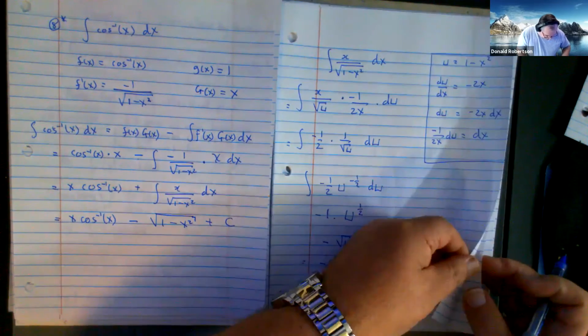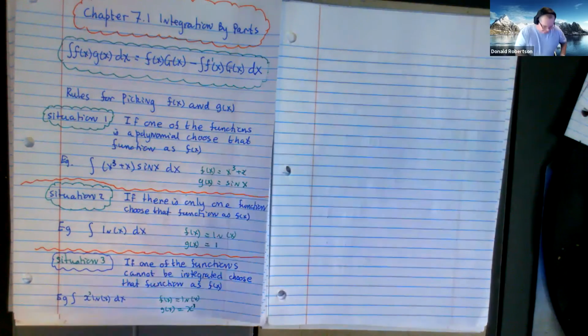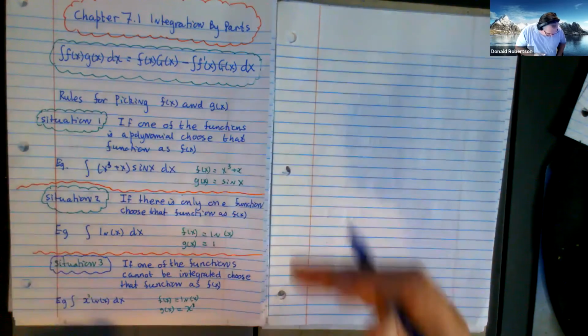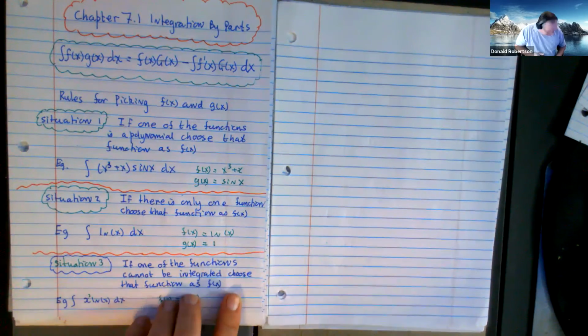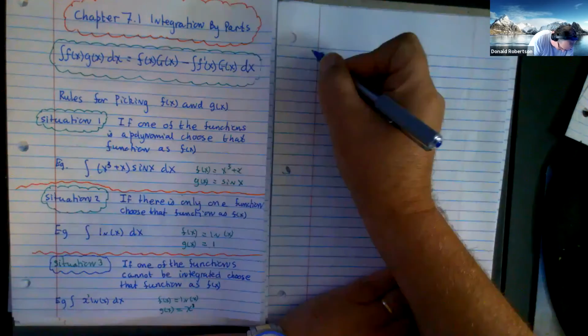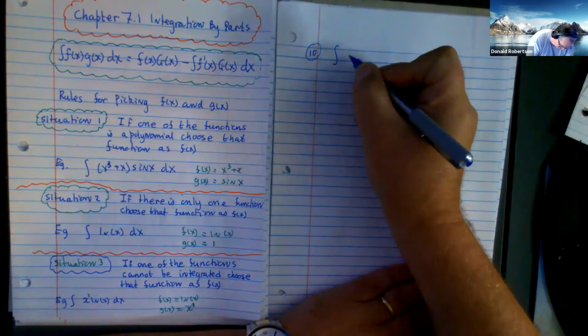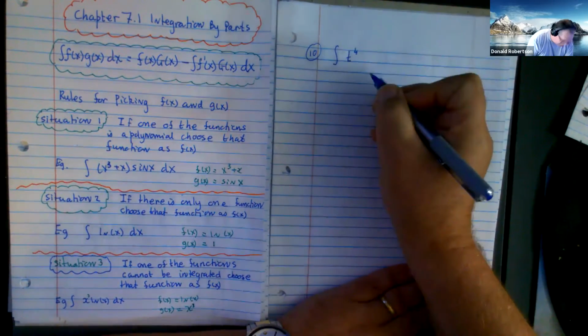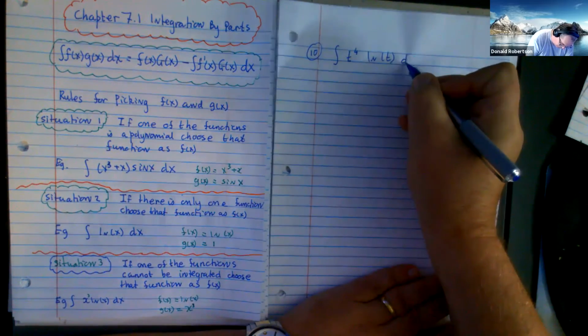Let's move on and show you an example of situation 3 then. We're going to give you a question where one of the functions cannot be integrated, and that's going to be the function that you should choose as your f of x. So the one we're going to pick is a version of question 10, which is that guy.